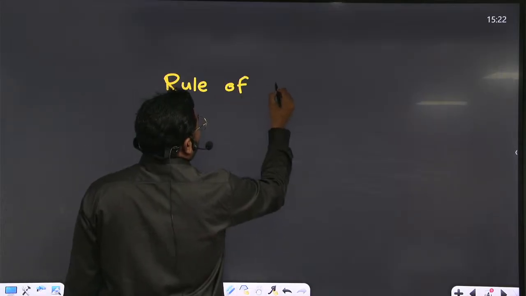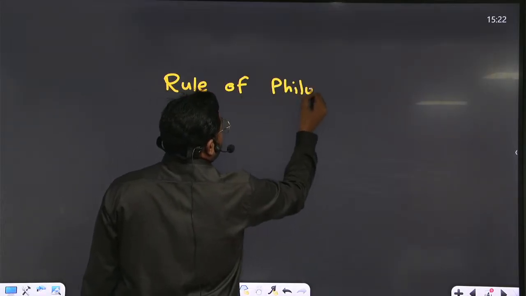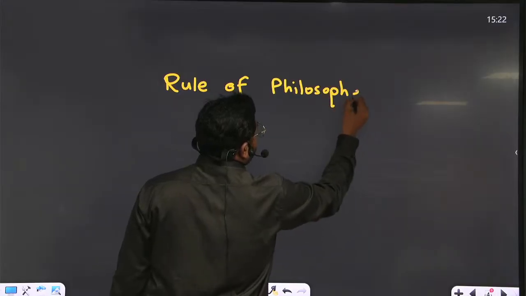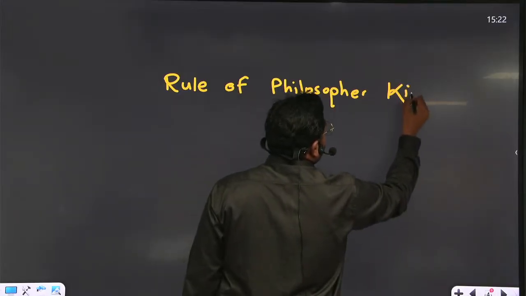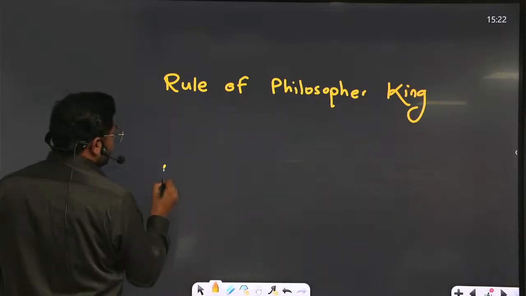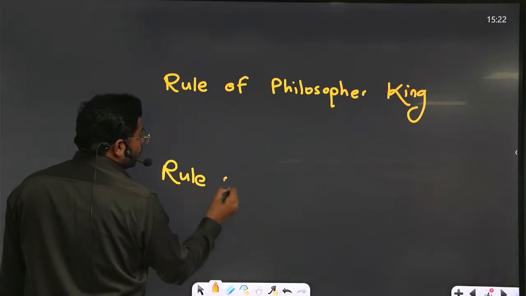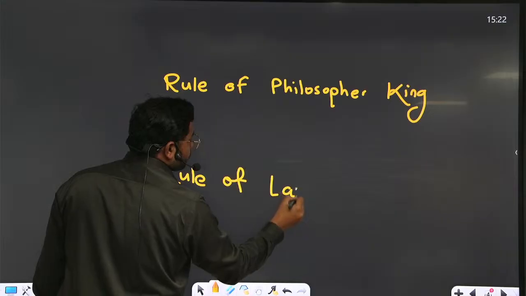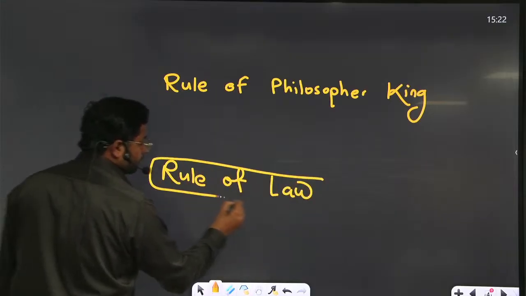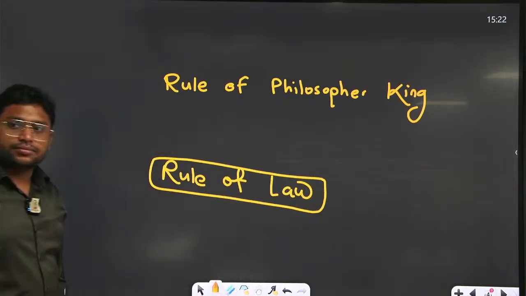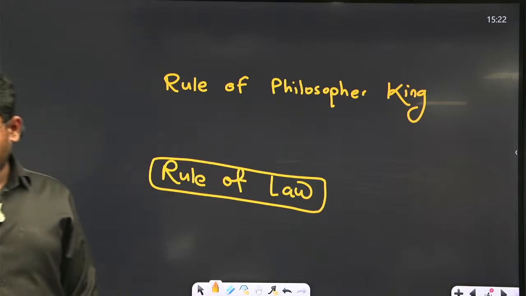There can be rule of philosopher king, and he is later on saying there should be rule of law. What do you understand by rule of law? Tell me.